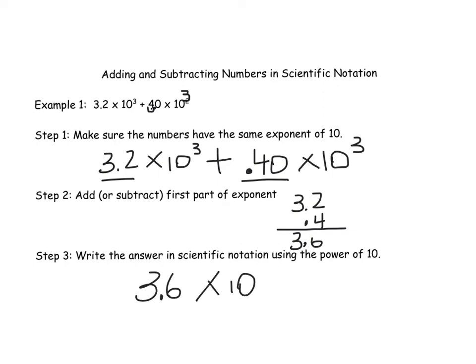The hardest part about adding them in scientific notation is getting the exponent to be the same, because it's hard to remember which way you move and when you add and subtract. Another method, and we'll practice this in class, is to just change both of your numbers into standard notation, add them, and then change your answer back into scientific notation.